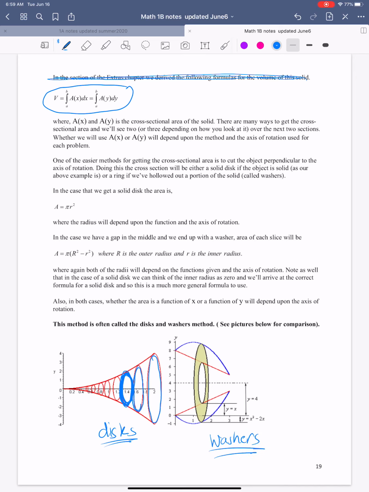When you're dealing with disks, we need to find the area of each disk, which is pi r squared, and multiply with the width of the disk, which is delta x. That would be the volume of one disk, and we will integrate the volumes of small disks from the point where the disks start to the point where the disks end. So we have the disks and washers method. For disks, we will be using the area equals pi r squared. For washers, we will be using pi times capital R squared minus lowercase r squared, where capital R is the outer radius and lowercase r is the inner radius.